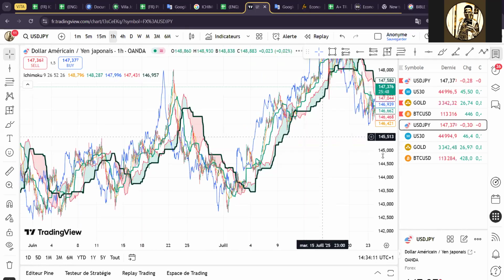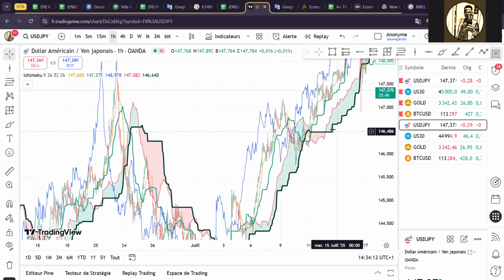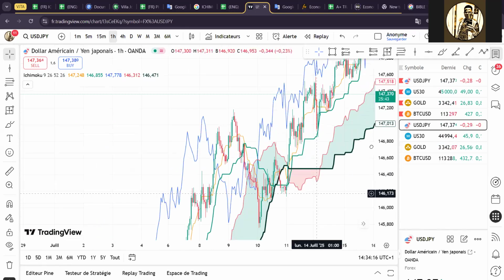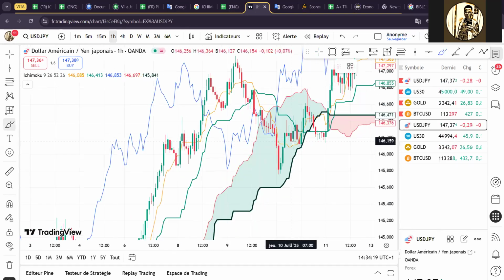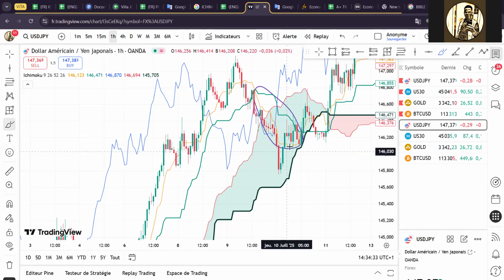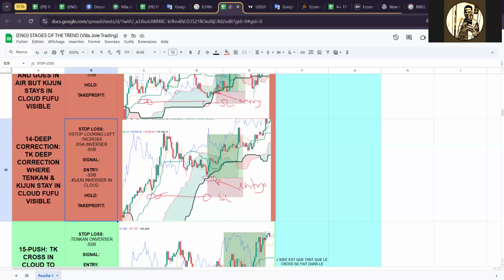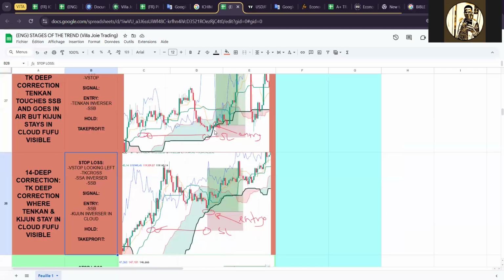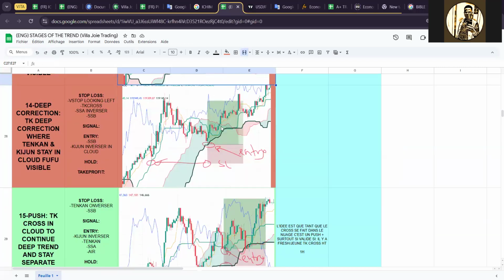Okay, let us take this one. Tenkan and Kijun stay inside the cloud, right? This is the deep correction. Since the correction started here, Tenkan and Kijun stayed inside the cloud. Tenkan did not go out of the cloud like this, leaving Kijun in. So that's another deep correction, because when it happens, the candles are very close to SSB, like the other one. Like you can see here, the candles are close to SSB, like this first deep correction too. That's why I call it deep.